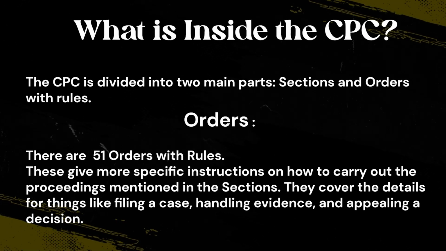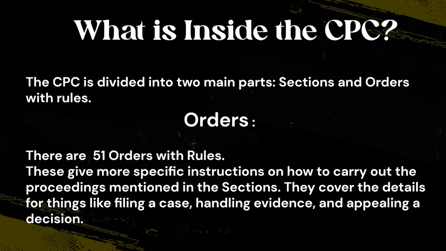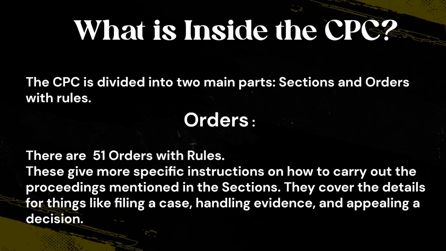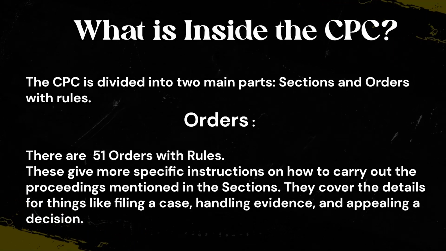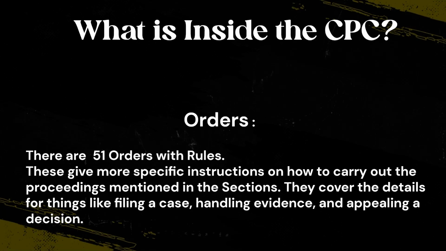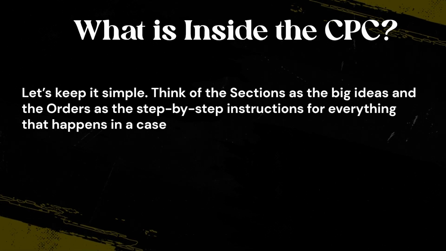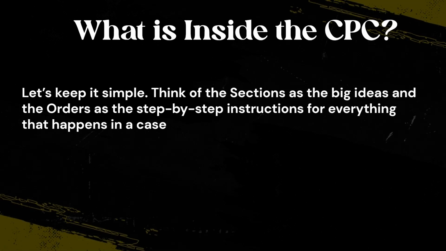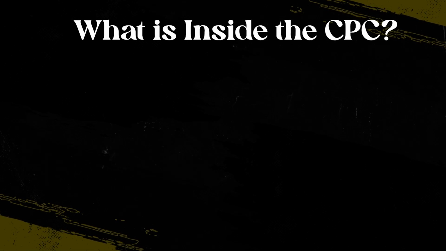Orders and rules. There are 51 orders in CPC. These give more specific instructions on how to carry out the proceedings mentioned in the sections. They cover the details for things like filing a case, handling evidence, and appealing a decision. Let's keep it simple. Think of the sections as the big ideas and the orders as the step-by-step instructions for everything that happens in a case.